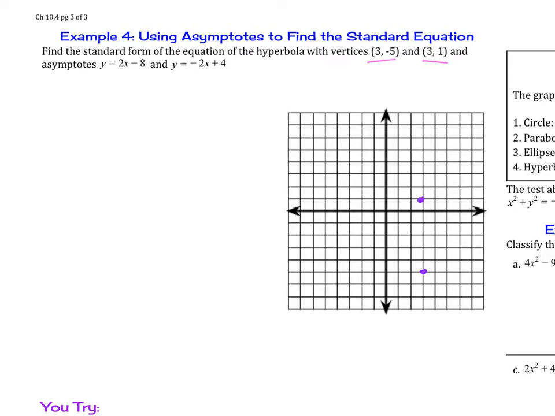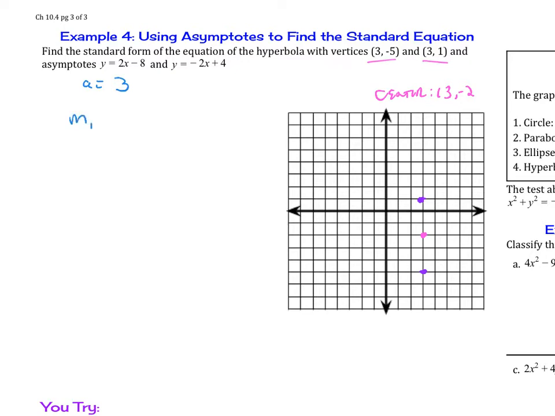And then so we can find our center right away. Our center is between the vertices, so it's here. And so the center is at (3, -2). Now because of that, we also know our a value. Remember, the a value is the distance from the center to the vertex. And so a is 3.